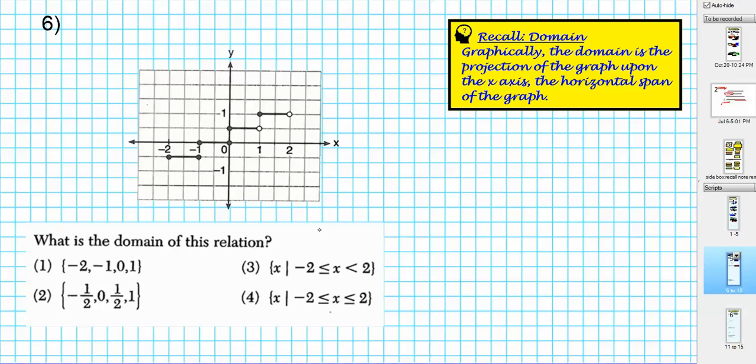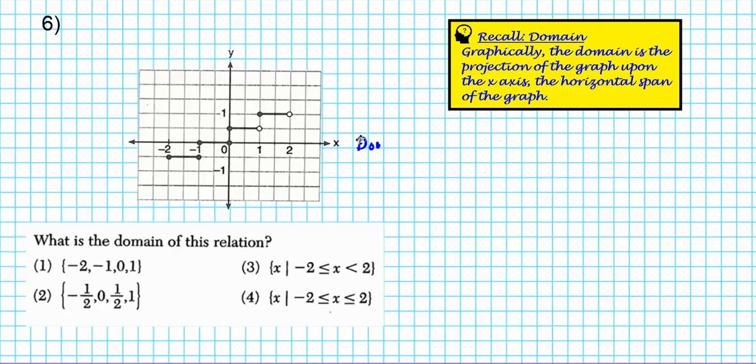Now, one thing you have to recall is that when you're given the graph of a relation, the domain basically is the projection of the graph on the x-axis, or the horizontal span of the graph. So in this graph, the domain is along the x-axis. If we project this graph on the x-axis, how wide is it going to be? Domain is x, range is y.